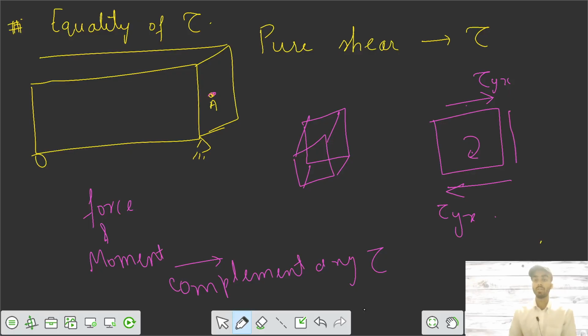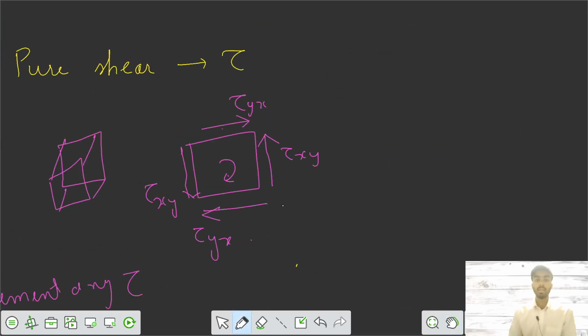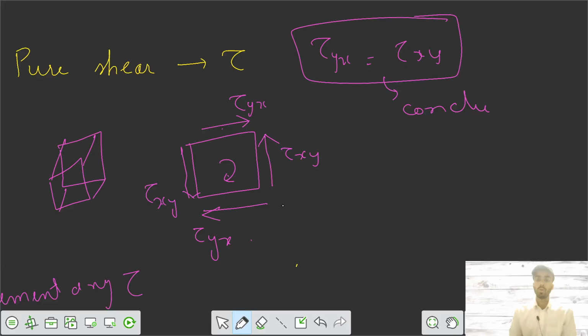We say this one was your tau xy, and if tau xy is acting here, it has to be balanced on the other face in the opposite direction as tau xy using force equilibrium. But then from the moment equilibrium, we said that tau yx has to be equal to tau xy. This was a very important conclusion that you have to remember for the further strength of materials.